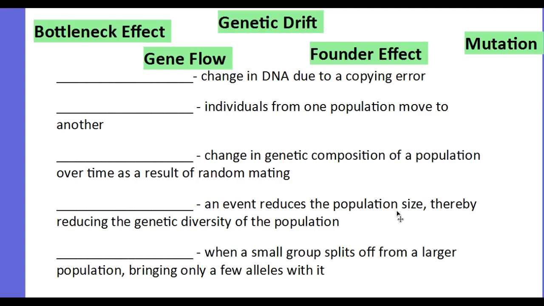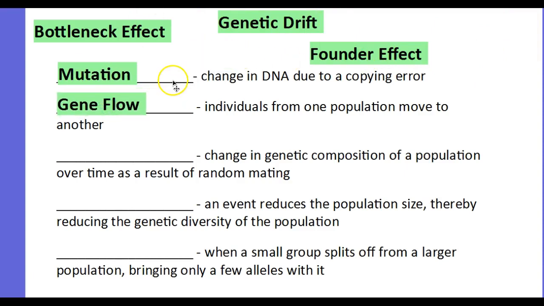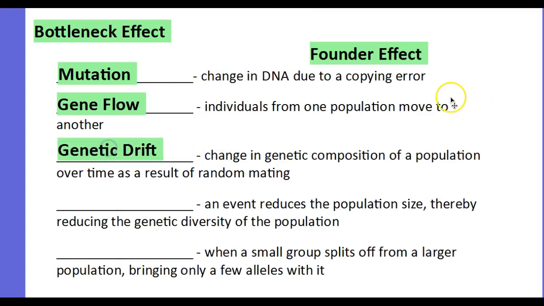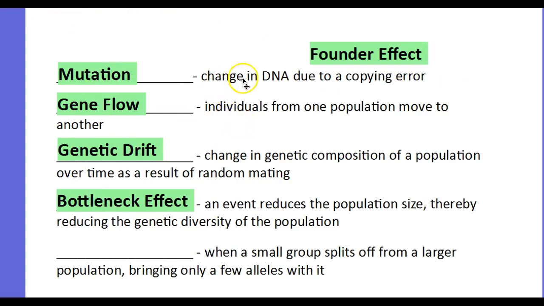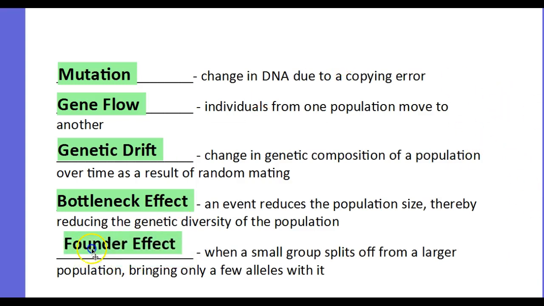All right, so the first one, change in DNA due to copying error, that is mutation. Individuals from one population move to another. That's gene flow. Change in genetic composition, that's genetic drift. Event reduces the population size, that would be bottleneck. Remember we talk about a bottleneck, bottle starting off big, getting smaller, right? So the population starts off big and an event reduces its size. And then last one's founder effect.